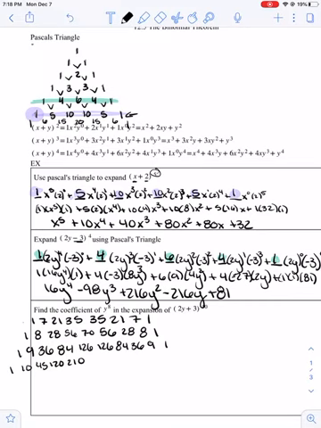210, 252, 210, 120, 45, 10, and 1. Okay, so we are only looking for the coefficient of the y to the 8th term.